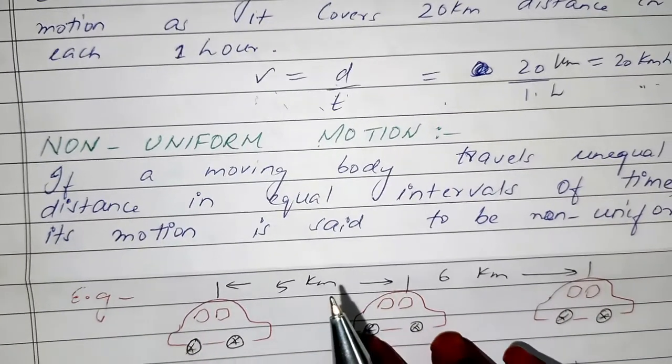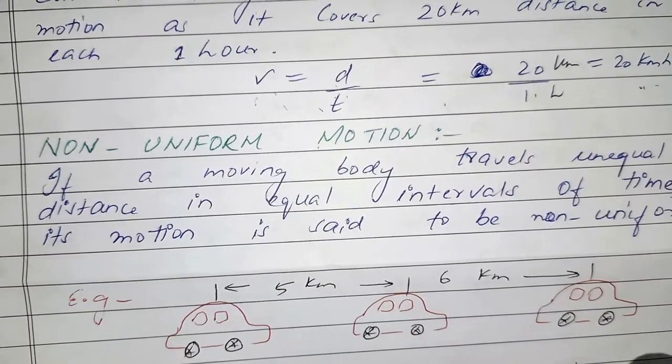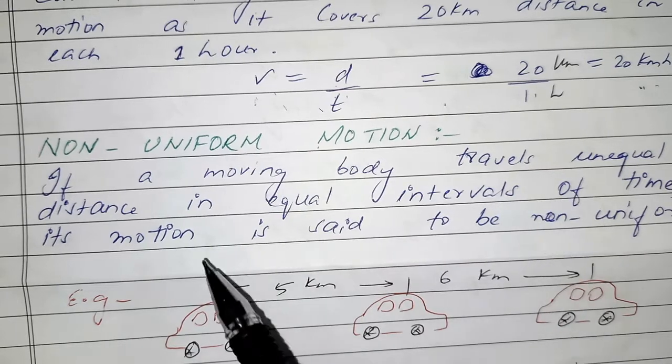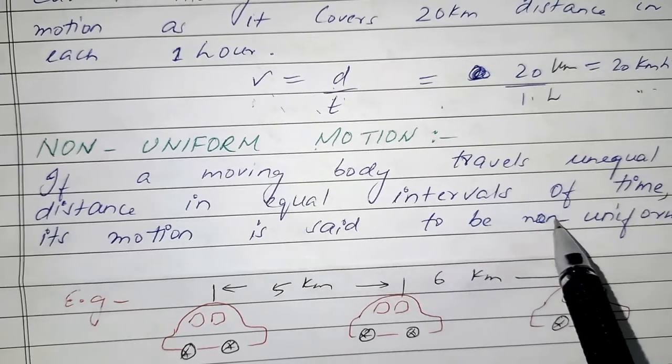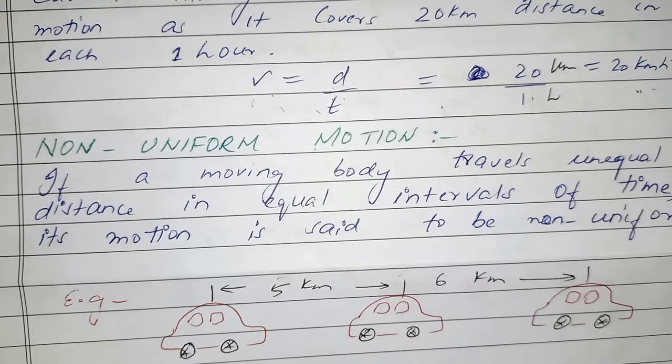Now non-uniform motion. If a moving body travels unequal distances in equal intervals of time, its motion is said to be non-uniform.